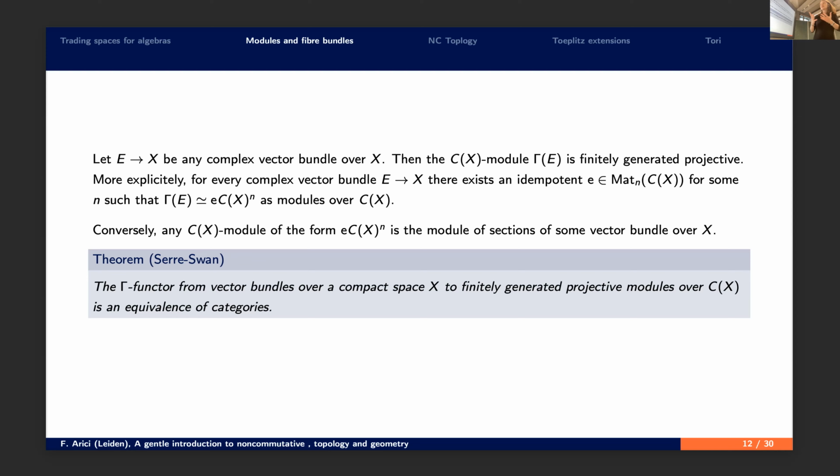So in particular, the gamma functor from vector bundles over a compact topological space into the category of finitely generated projective modules over the corresponding algebra of functions is an equivalence of categories. And this is somehow the extension of the equivalence of categories that you have between X and C of X, between topological spaces and C-star algebras. This is now extended to vector bundles, but of course here you're fixing the underlying topological space, or if you want, you're fixing the algebra. And this is only in the compact case.